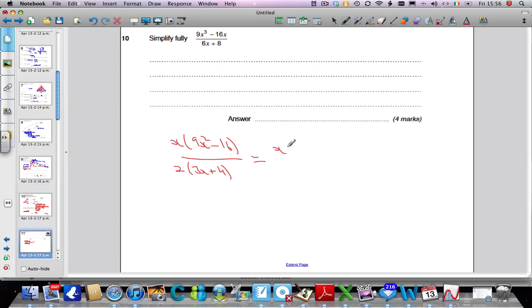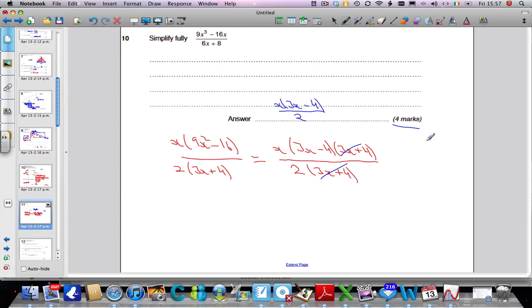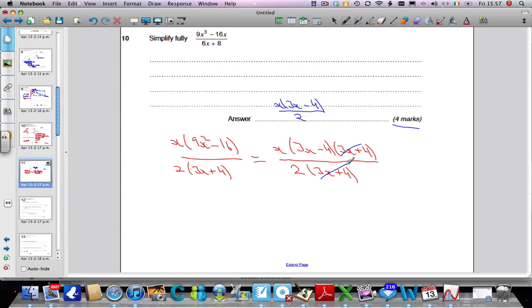So we get x, the x is still there, times 3x minus 4 times 3x plus 4 over 2 times 3x plus 4. And if you look, we can see top and bottom have 3x plus 4 common to both. So the answer is x times 3x minus 4 over 2. You do not need to expand this out again. Waste of time. You get your full marks for what I have written here. Do watch out for the difference of 2 squares.